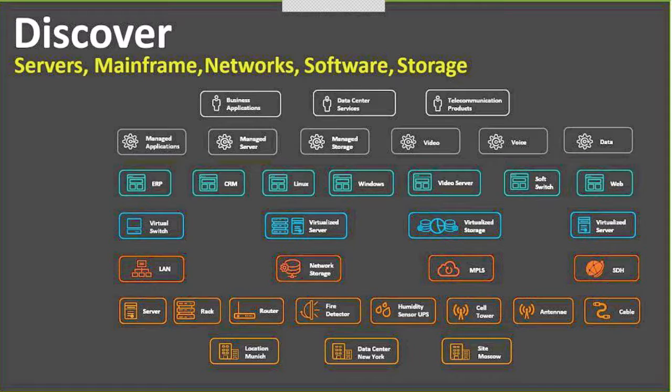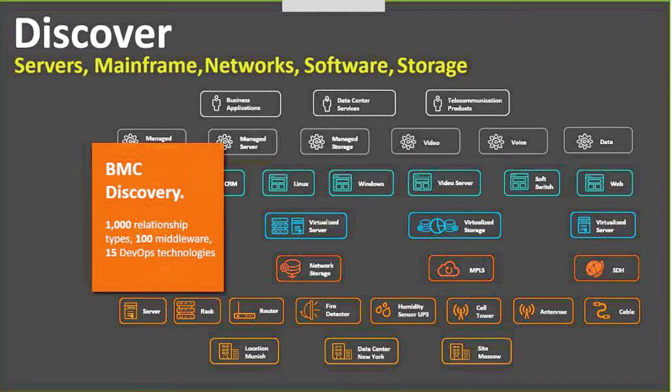As you can see from this first slide I have here, it's basically going to discover what's in your data center: your servers, your mainframes, your networks, your software, your storage. It's got a lot of automation in the way that it does that, because as part of the technology, we automatically recognize up to 1,000 different types of relationships and 100 middleware software, and as Dick just mentioned, even some of the DevOps technologies it may be running. So when we do the discovery run and we see those types of things, we don't have to go, what is that performing, or who is the manufacturer of that particular product?